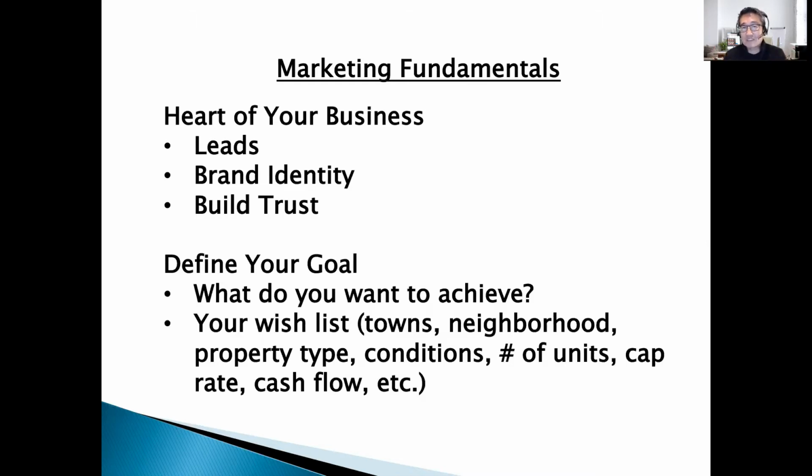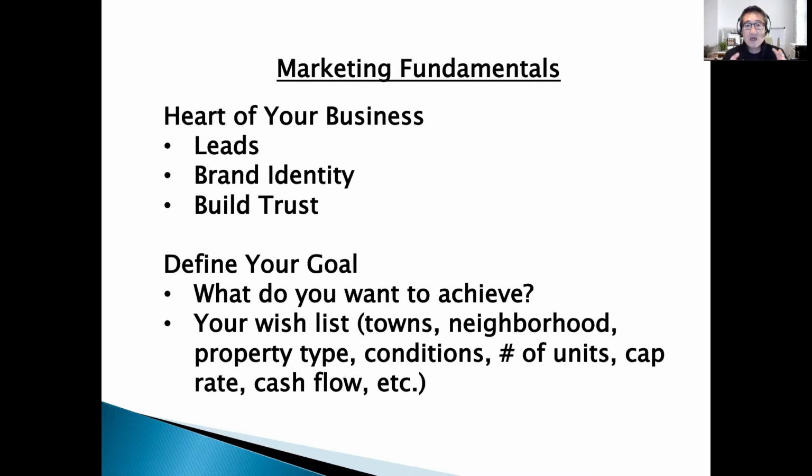Marketing is the heart of the business, and this is one of the things where I didn't realize the importance of marketing. When you start in real estate, you think it's about properties, it's about finding the deal. But at the essence of the business is marketing. Any business is marketing, and so the better you are at marketing, the better your business is going to be in the long term.